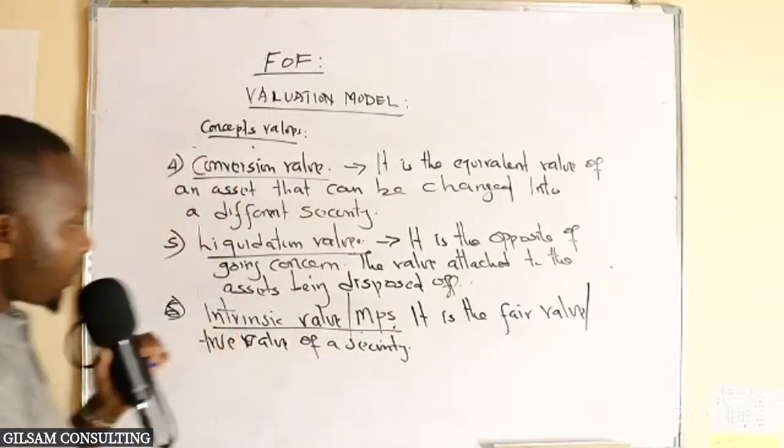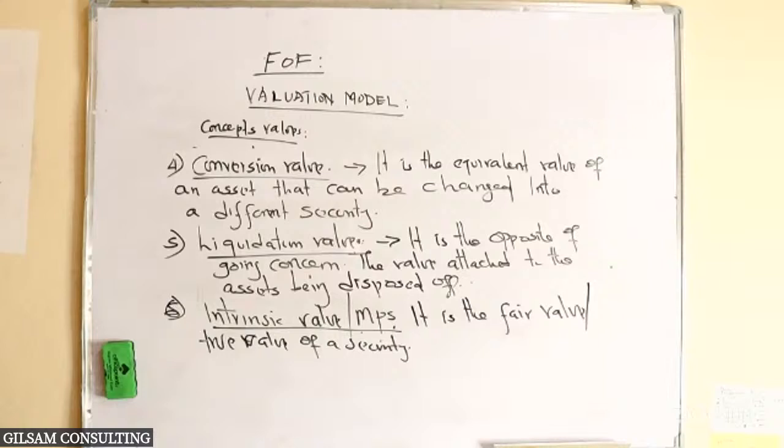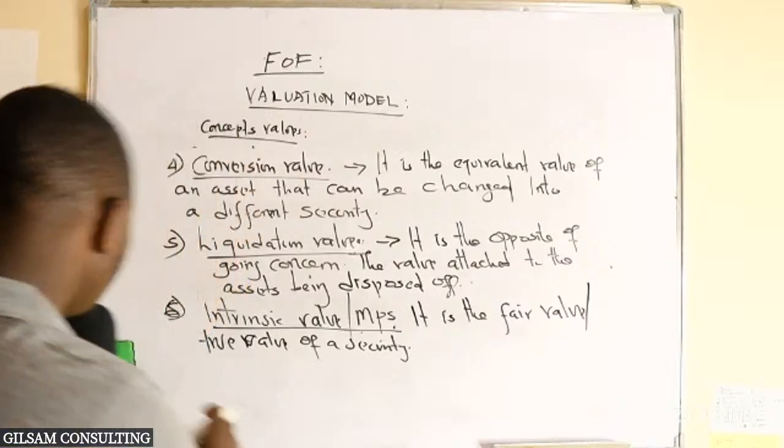So that is where we finish the concept of values, or the concepts in the valuation model. You need to know how to differentiate all of them. Then from there we can see how to value these securities. So we have 3 securities.